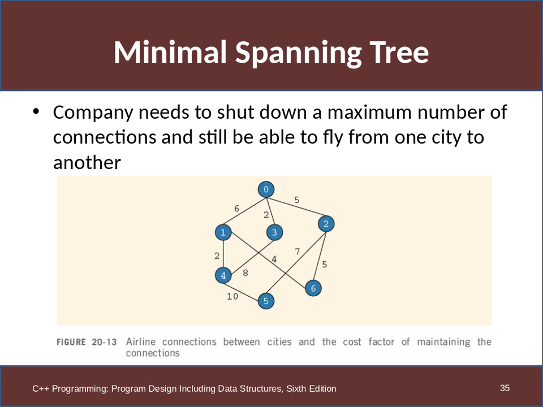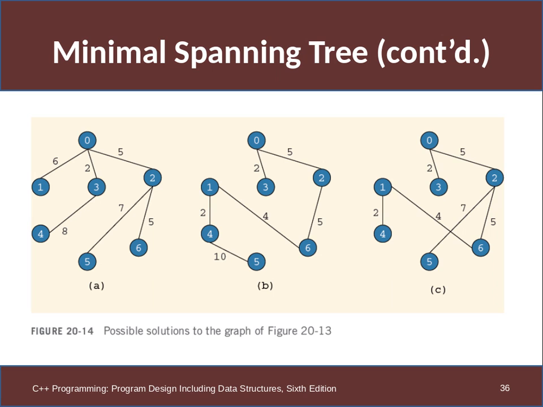Oh, right, so this is obviously not a minimal spanning tree because there's multiple ways to get from one place to another. Here's some minimal spanning trees because there's only one way to get from one place to another. So there are multiple solutions. I'm sorry, these are possible solutions.